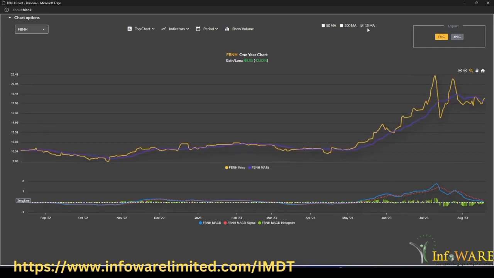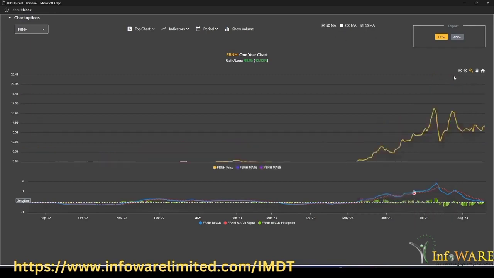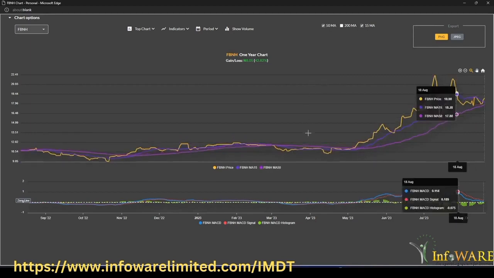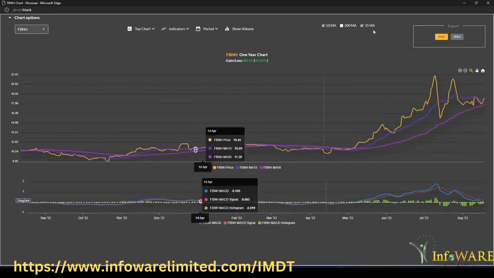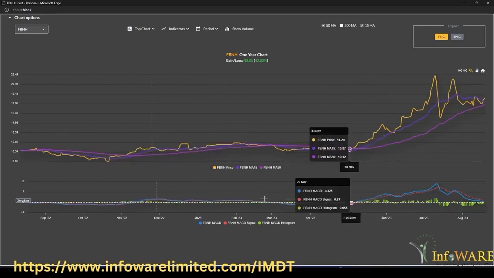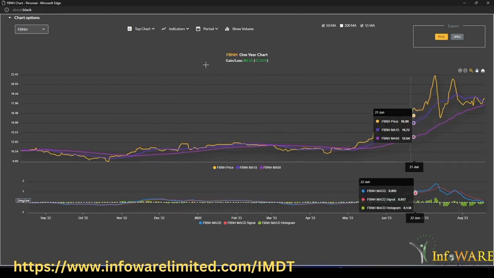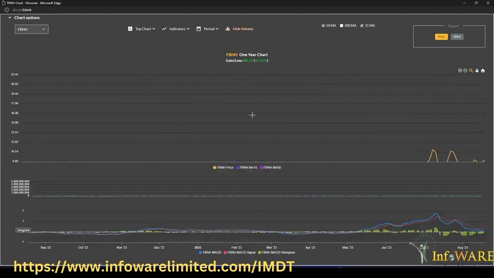I can overlay the 15-day moving average, for example. Also overlay another item there, the 50-day moving average. For me personally, these are usually the things I track very significantly, the 15 and the 50-day moving averages. As you can see, the MACD chart is right there. Now I can add the volume chart.